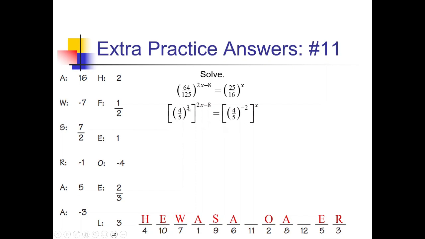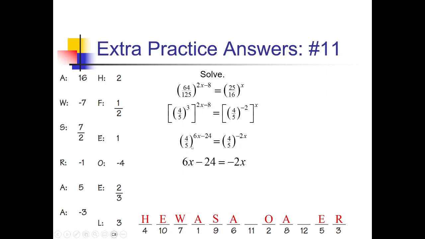So on the left side, we have 3 distributed to 2x and negative 8. That's going to be a 6x minus 24 for the exponent over there. On the right side, we just have negative 2x for the exponent. Now that I have a single common base of 4 over 5, I can cancel those and rewrite this as 6x minus 24 equals negative 2x.